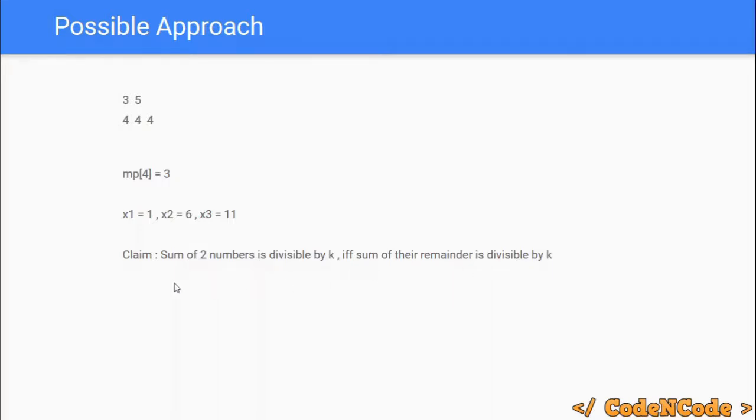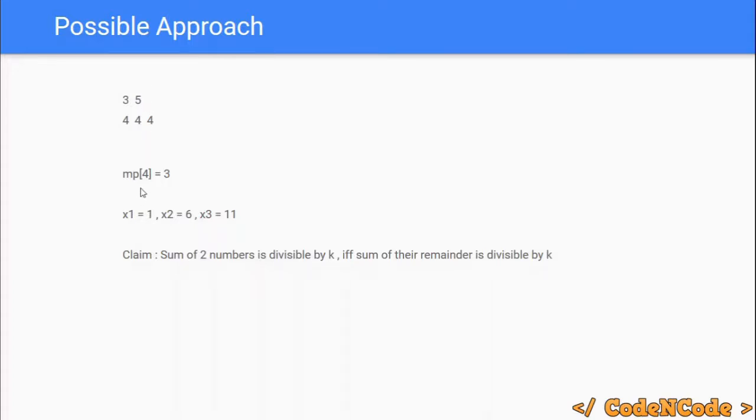Now read it again. Sum of 2 integers is divisible by k if and only if the sum of their remainders is divisible by k. Now see here, all of these integers are leaving remainder 4. All of these integers are leaving remainder 5. If you add 4 and 1, it will become 5, and 5 is divisible by 5, right?